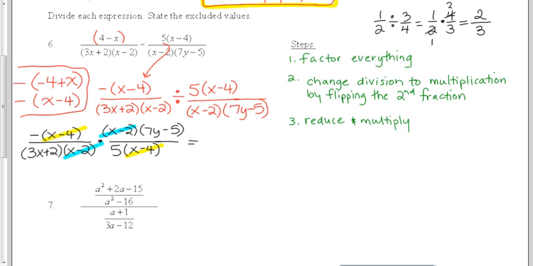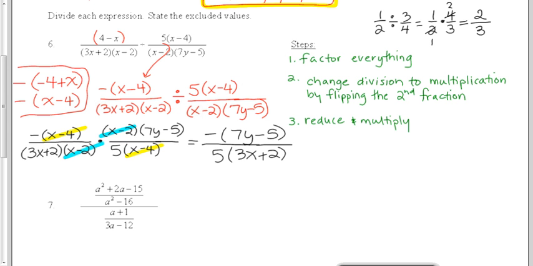So what do I have left in the end? I have a negative left on top. I have a 7y minus 5. And on the bottom, I have a 3x plus 2. And I have a 5. I would usually write the 5 out in front, so I might want to scoot that over.